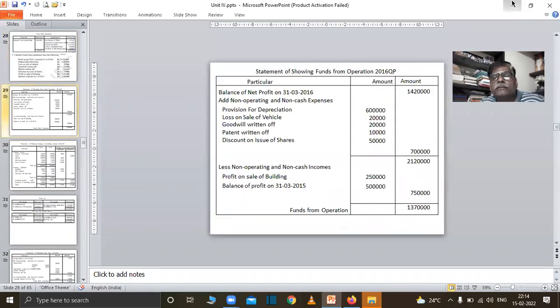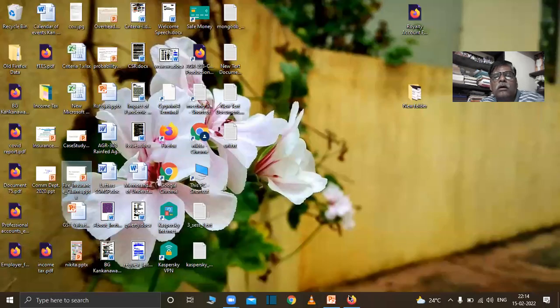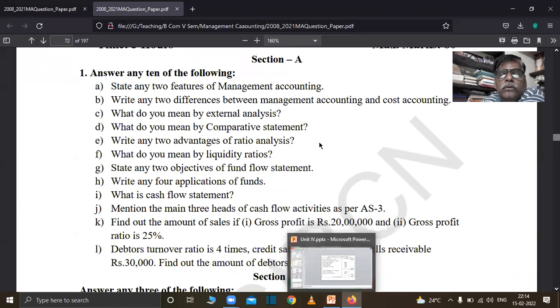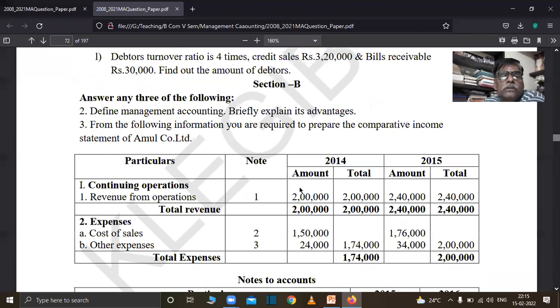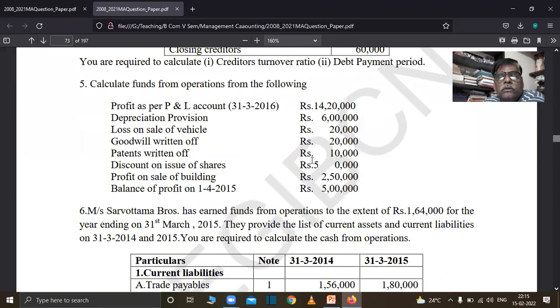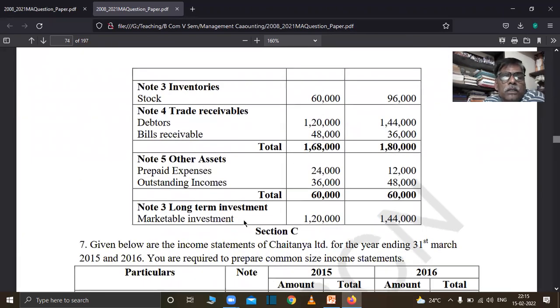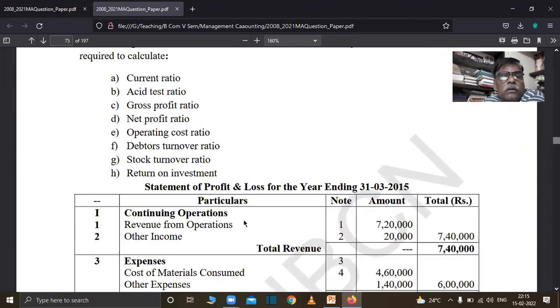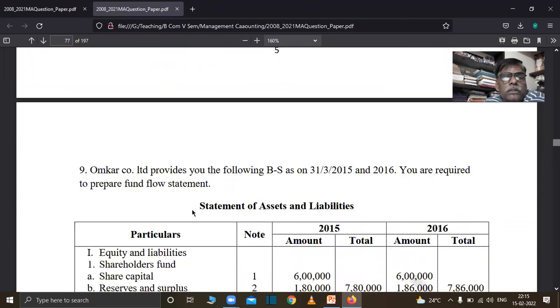Now we see the 15 marks question on this 2016 question paper. Out of this, I solved the 5 marks question, that is question number 5. Now we see the 15 marks questions: question number 7, question number 8, and question number 9. Omkar Company Limited provides you the following balance sheet.